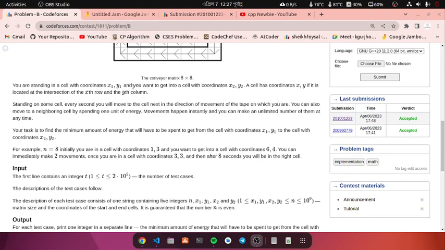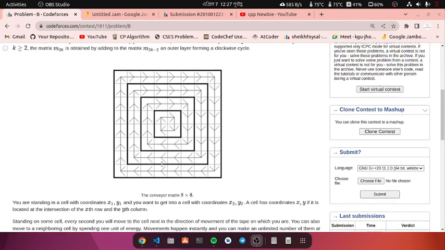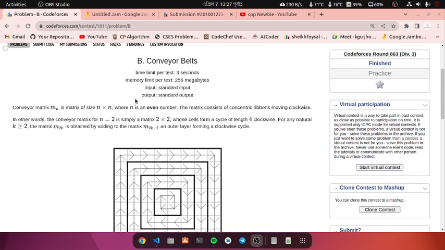Energy is spent when we go from one concentric ribbon to another concentric ribbon, like from this point to this point. No energy is spent within a ribbon, but from this point to this point one energy is spent, and from this point to this point two energies are spent.